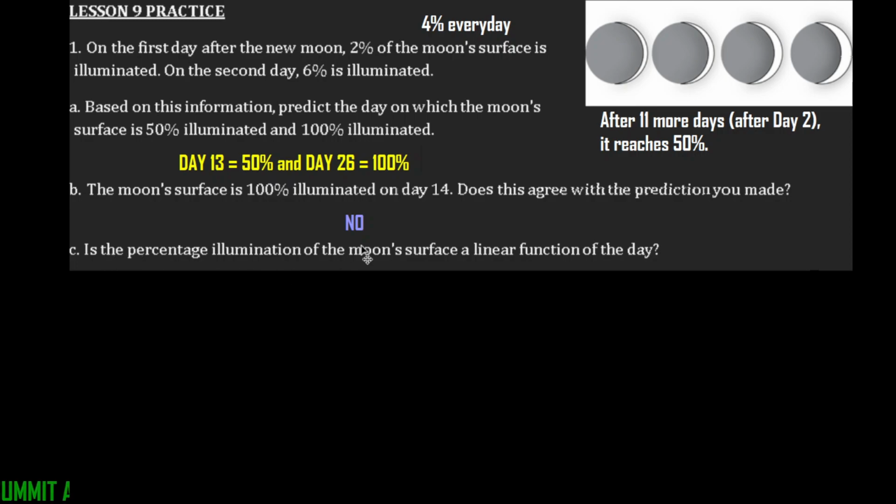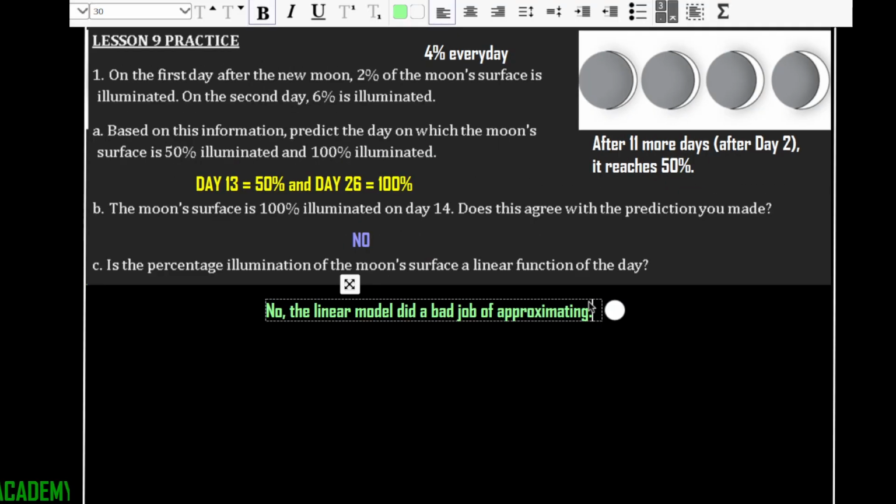And then it says, is the percentage illumination of the moon's surface a function of the day? We're going to say no. The linear model did a bad job at approximating the data. So let me type that in there too. Approximating the data. Okay.